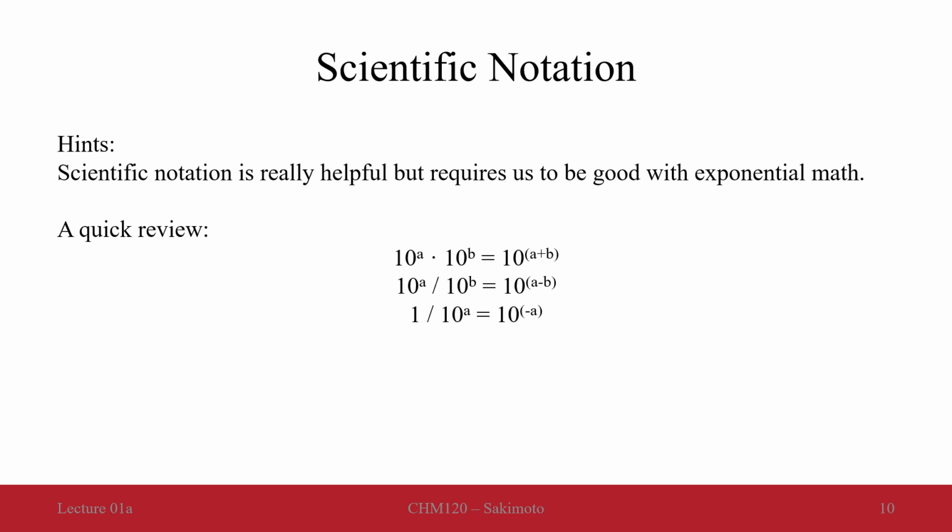If I divide 1 by 10 to the power of an exponent, that just becomes the negative of it. So 1 over 10 to the A just becomes 10 to the minus A. And if I raise 10 to the A to another exponent, so 10 to the A raised to the power of B, I multiply those exponents, A times B.